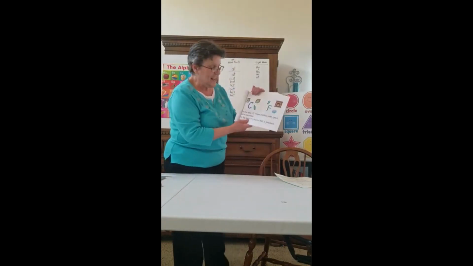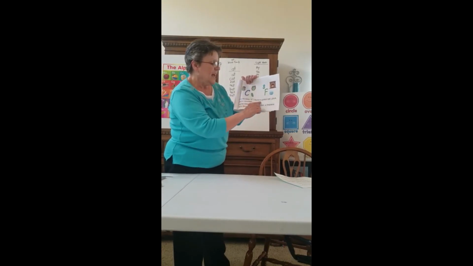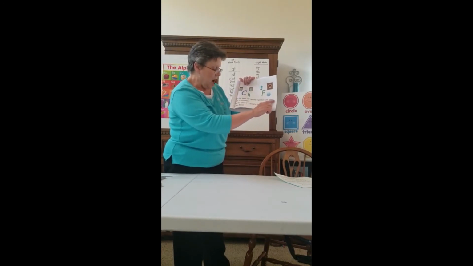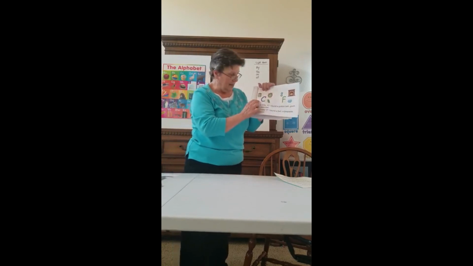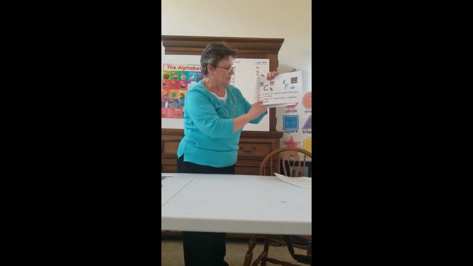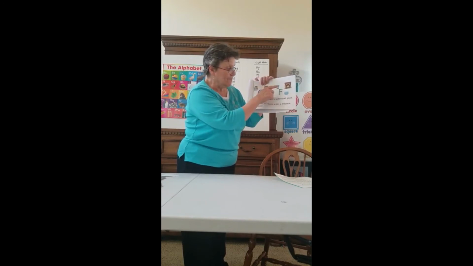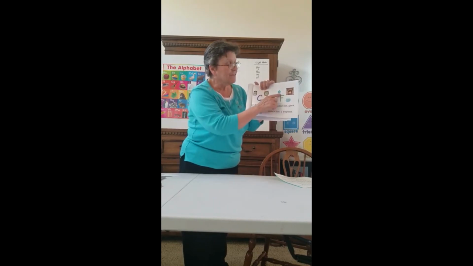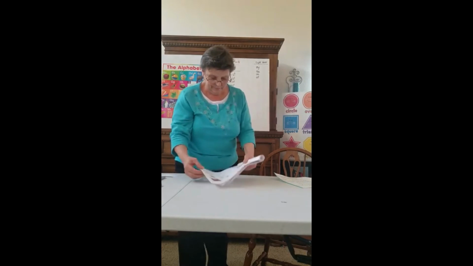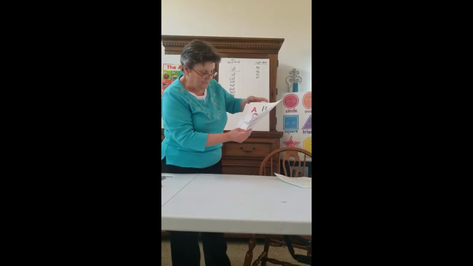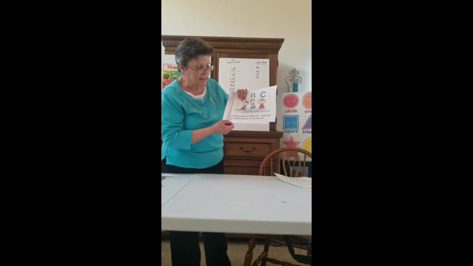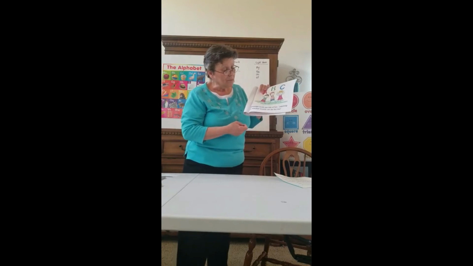For the letter C, I found a cotton ball, clock, and a cucumber. A cotton ball, a clock, and a cucumber. Yep. Let's see what they found for the letter F. For the letter F, I found a fish, a fireplace, and a flower. Scavenger hunts are lots of fun. Learning my alphabet sounds can be fun too.